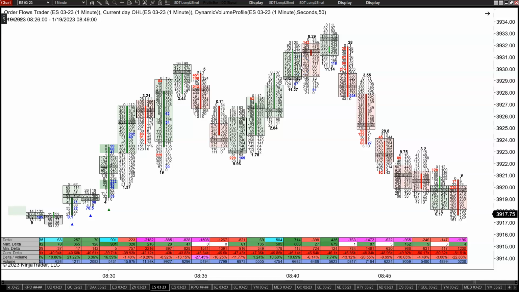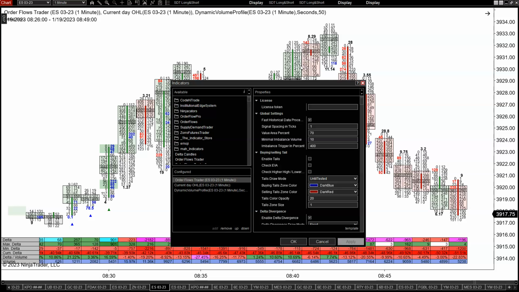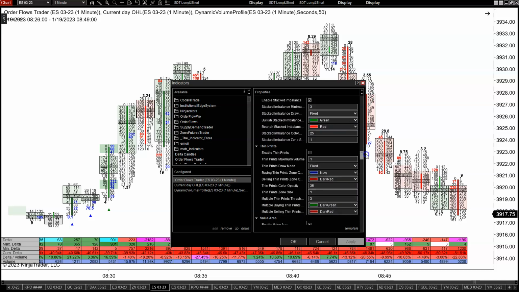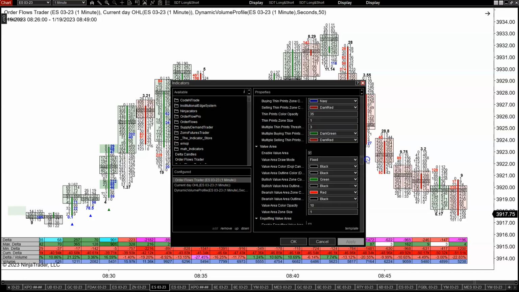On the Orderflows Trader, I've seen a few software products out there that have copied this concept actually in their software. Of course, they don't use it because they don't trade. They just make software by copying other people's ideas.